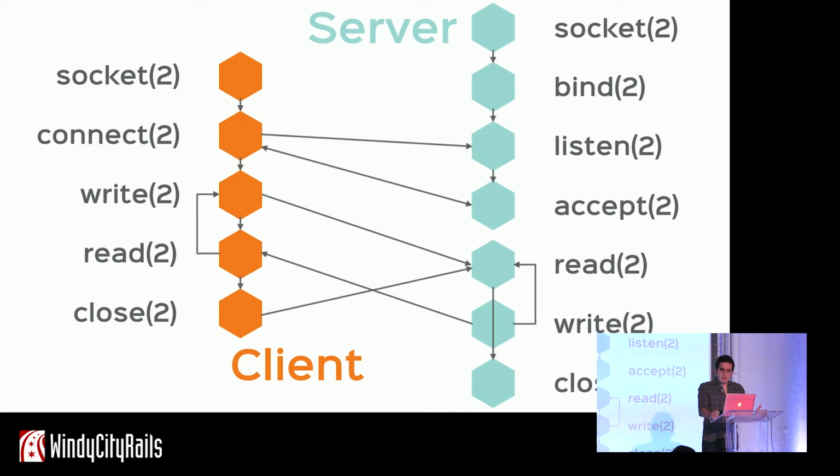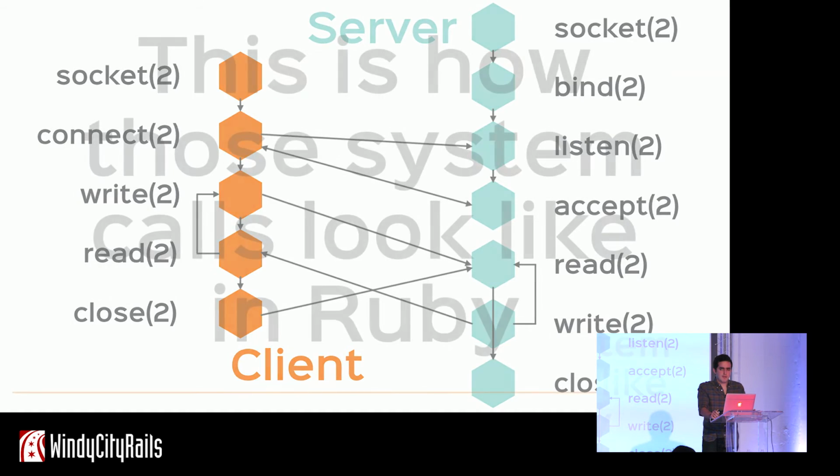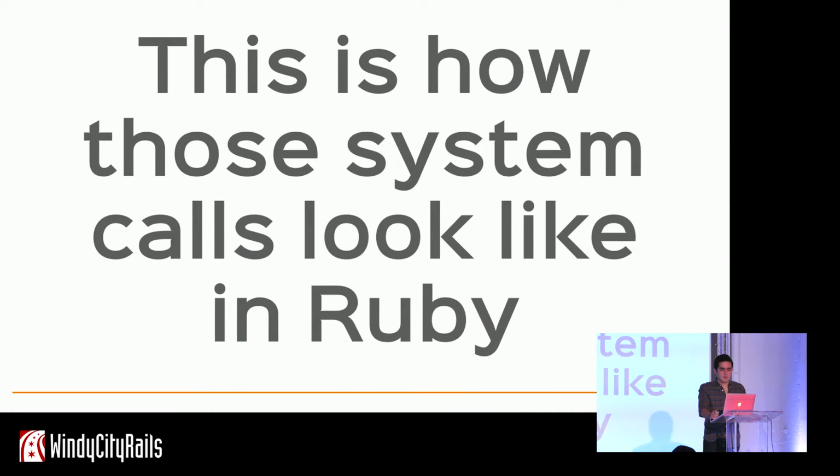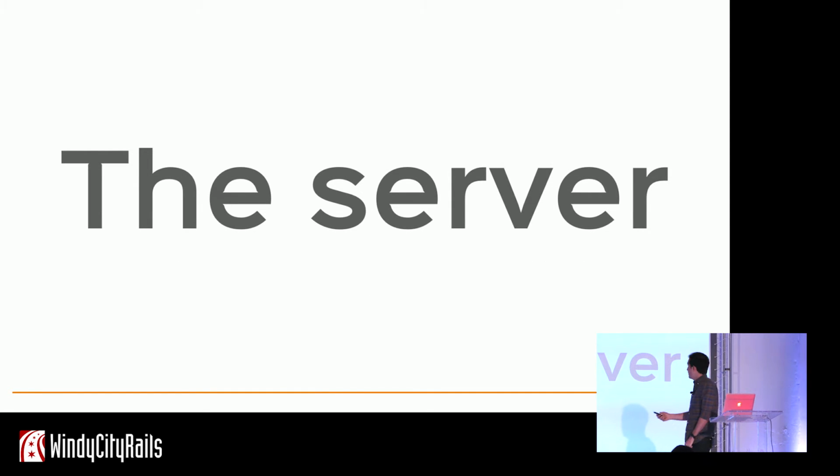We've only seen system calls. We haven't seen any Ruby, and this is supposed to be a Ruby talk, right? So now let's see how this looks in Ruby. Let's start with the server. Let's start with a really dummy server.